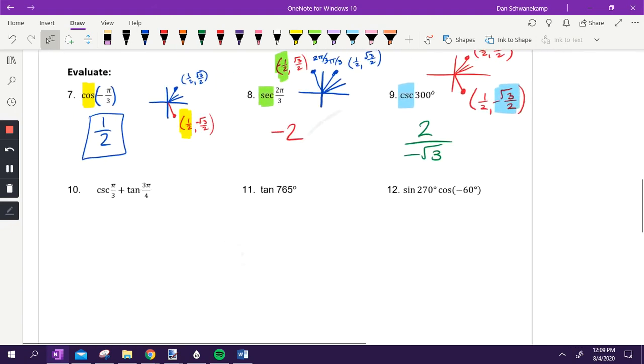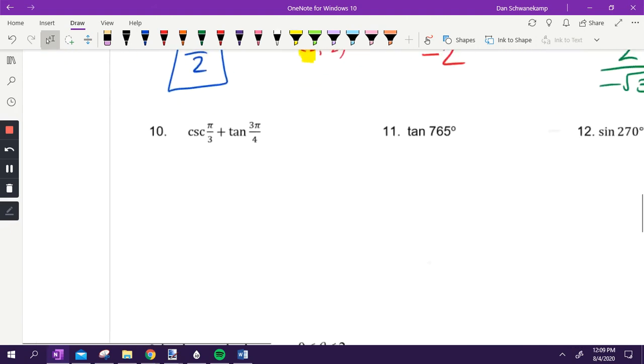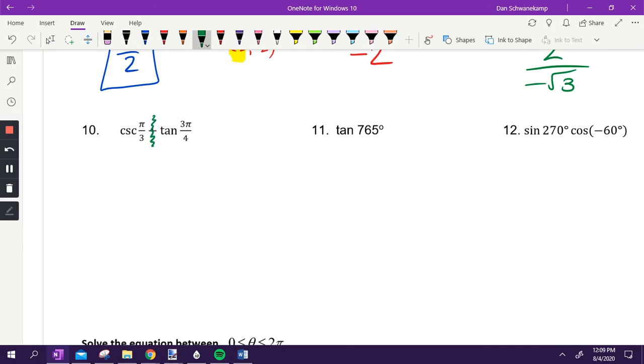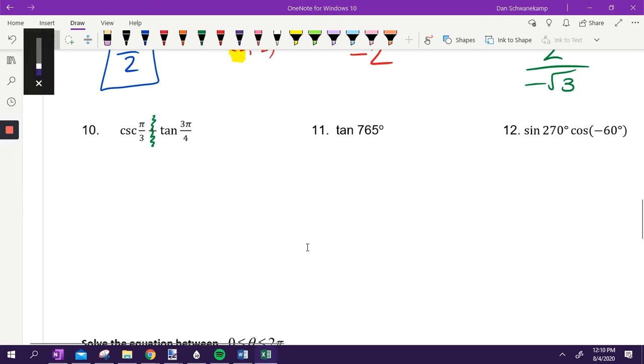All right, let's do the next 3 there. Try 10, 11, and 12. Just treat 10 as 2 separate problems. Don't add them. It gets really ugly. But do 10, 11, and 12 there. See what you can get. Cosecant of pi over 3. We're doing cosecant of pi over 3. Paige, what'd you get for that one?